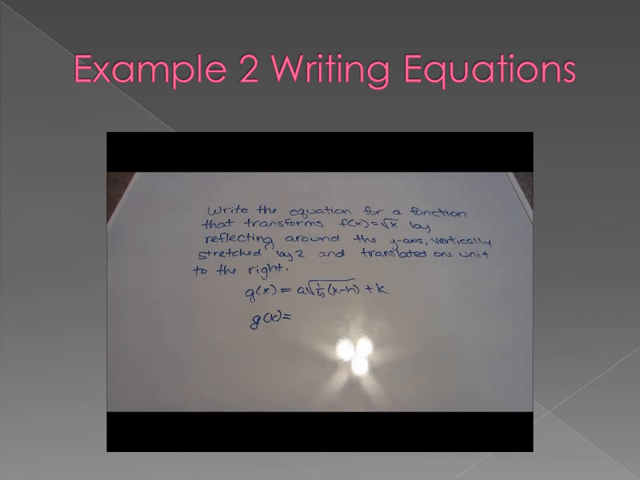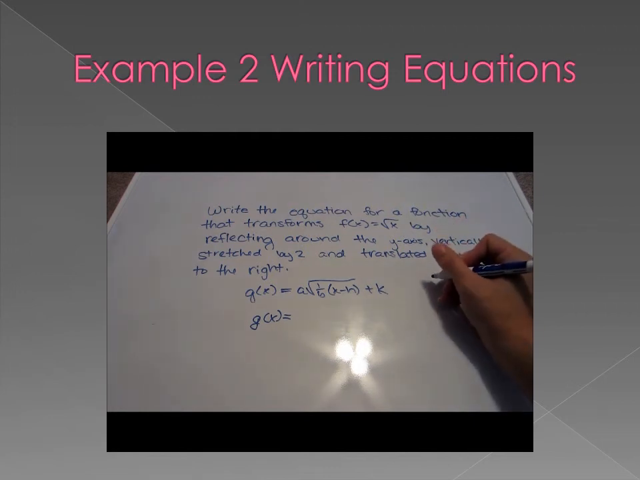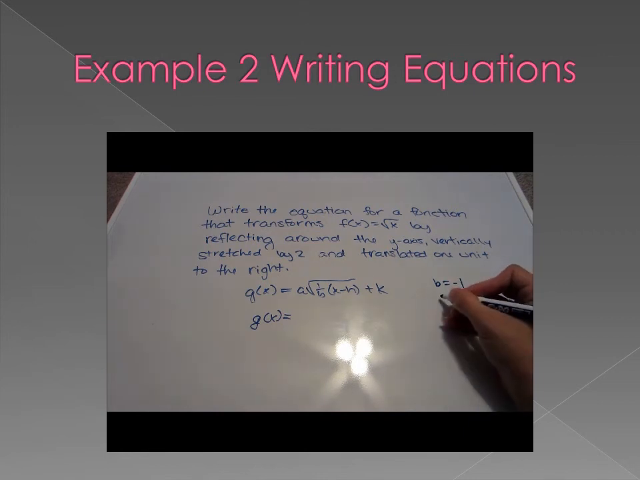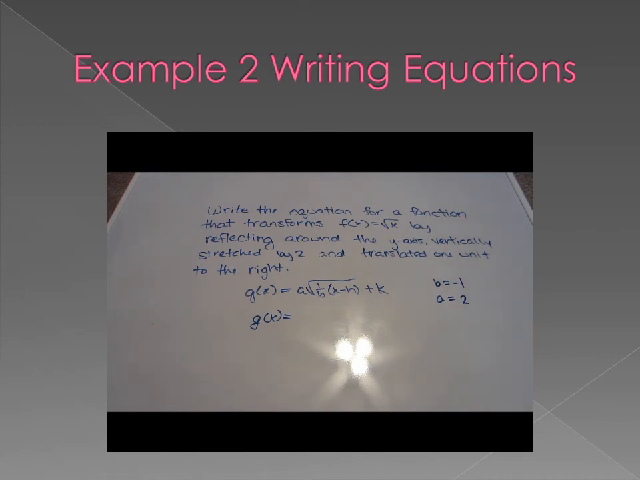So first, we know that we are reflecting it around the y-axis. Since we're reflecting it around the y-axis, we know that b is going to be negative 1. Because there's no horizontal stretch, it's just going to be negative 1. Since there is a vertical stretch, we make a 2, because that's the vertical stretch. And we're translating 1 unit to the right. The right-left translation comes from the letter h, so we make h 1, because we're moving 1 to the right.